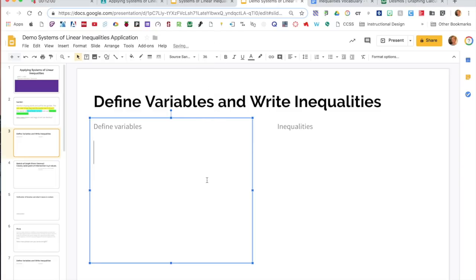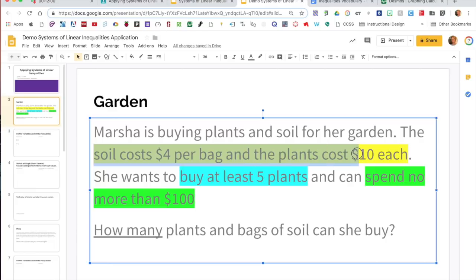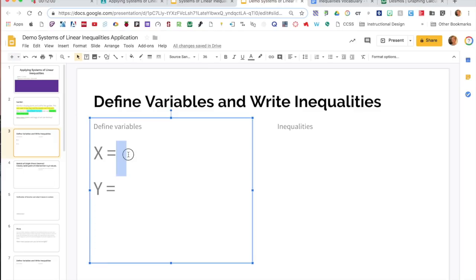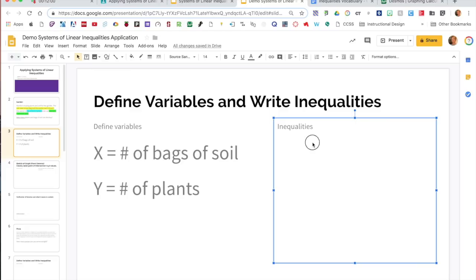I'm going to be defining x is equal to something and y is equal to something. So if we go back to our question, we see that we're looking at how many plants and how many bags of soil. I'm going to use the order they were written in up here to help me write my variables. So x is going to represent the number of bags of soil. And then if x is the number of bags of soil, then y is going to be the number of plants. So those are my two variables.